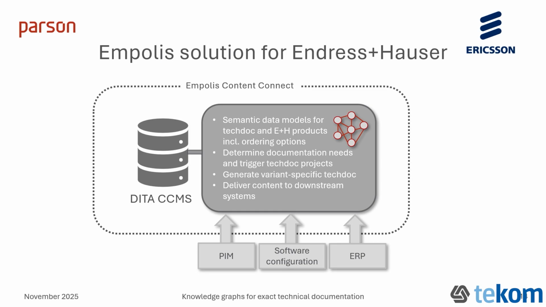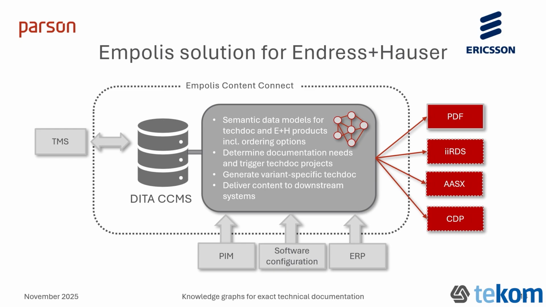So we have interfaces there, and the data CCMS, of course, has an interface to the translation management system, but the documents are created by the knowledge graph. So the knowledge graph creates, right now it's PDF, but it will create iiRDS, and it will create the Asset Administration Shell for the digital twin. And we're also looking at CDP. So once you have that content storage and content repository and all that metadata, it's easier to deliver intelligent information from there.